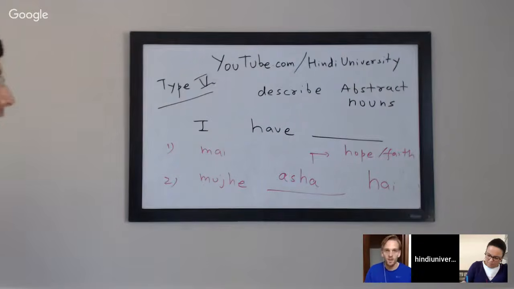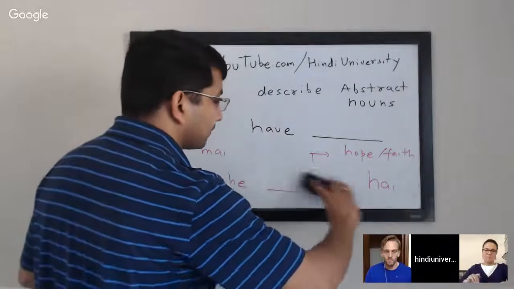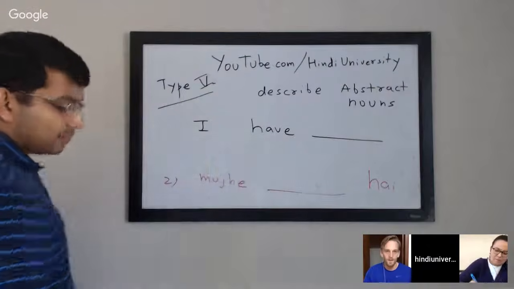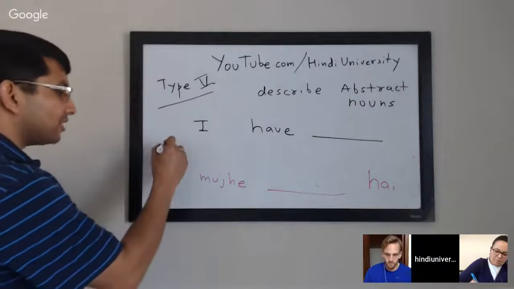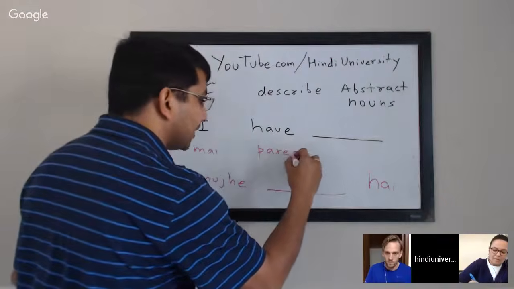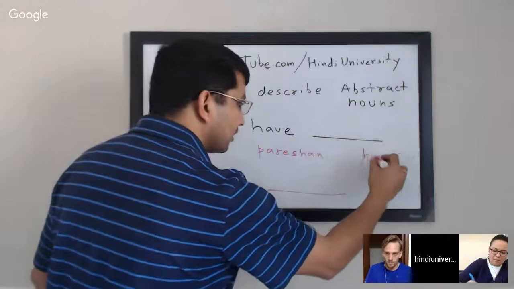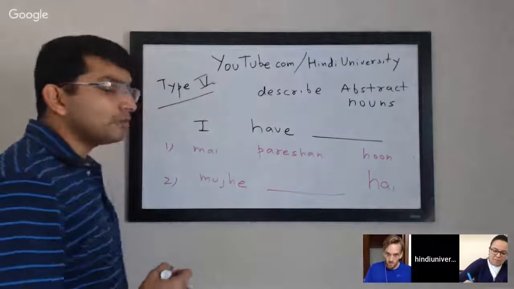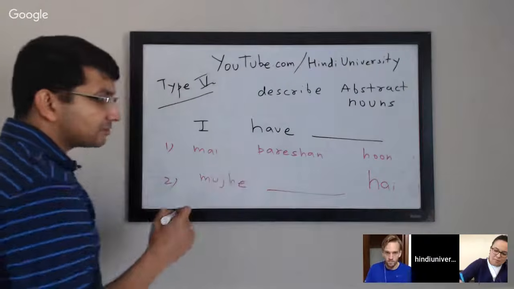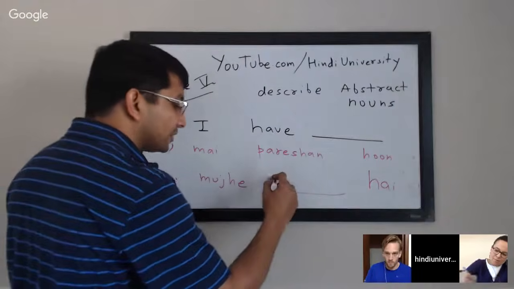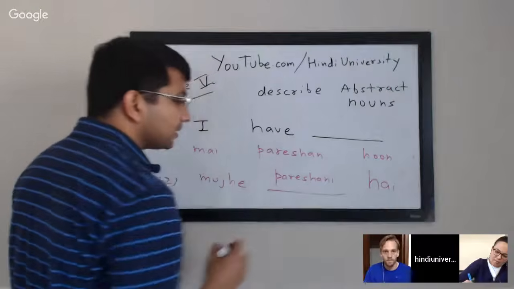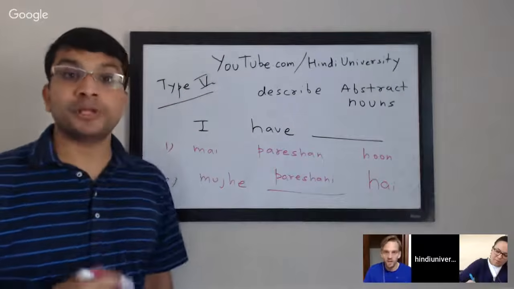You want to say I have worry. You will say मुझे परेशानी है. So if you were to go by the older scenario, you will say मैं परेशान हूँ. I am worried. मैं परेशान हूँ और मैं दुखी हूँ. Okay, that's how you'll say it. In this case you will say मुझे परेशानी है.